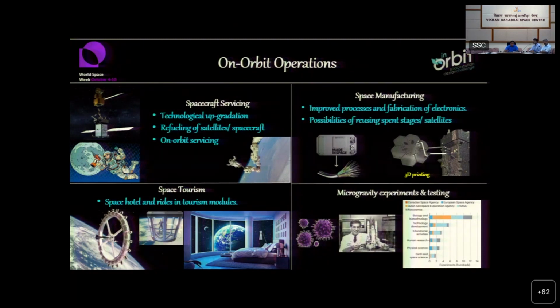You can have manufacturing, because on Earth you have the basic problem with respect to gravity. So you can have alloys made in space under microgravity, which will have better properties and which will give you more features than what is made on Earth.